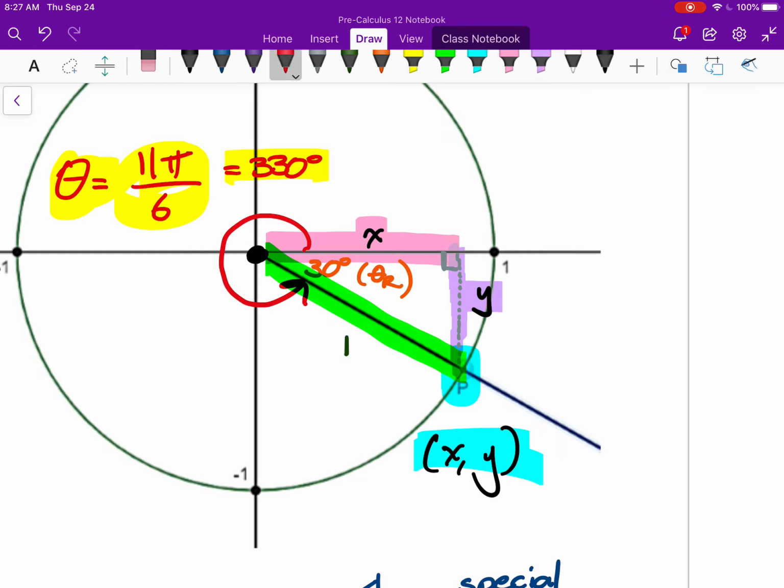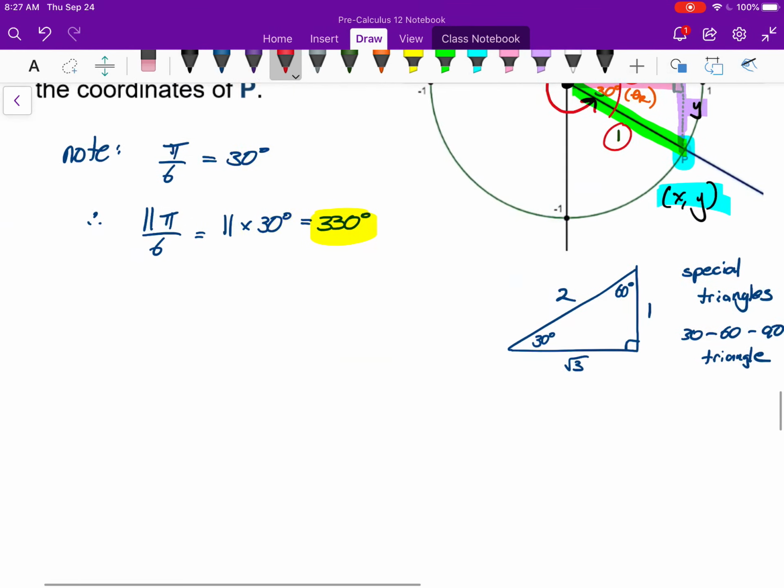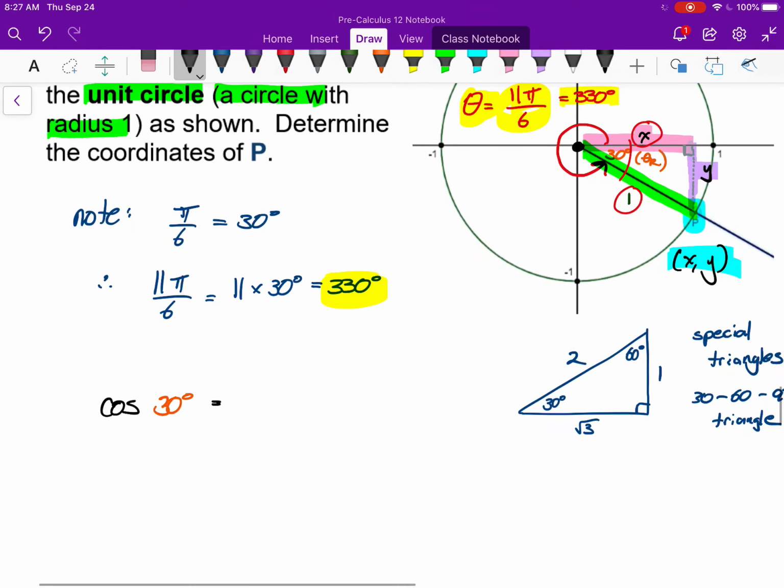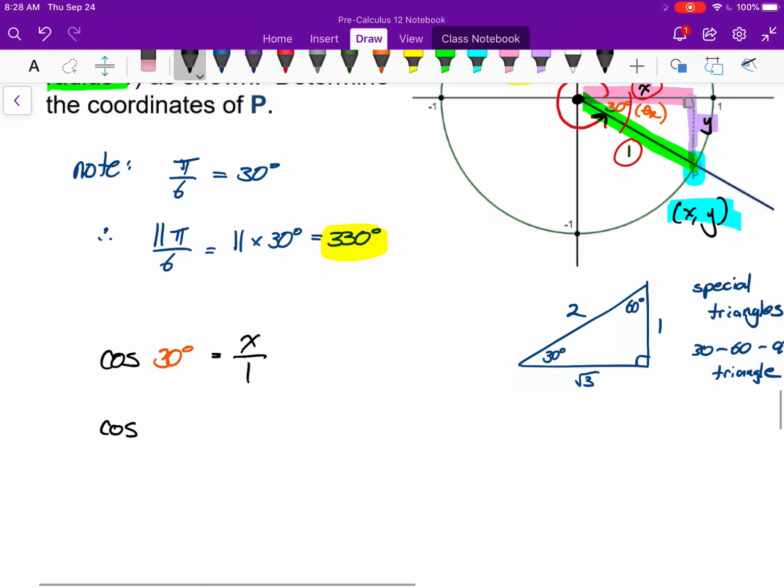I can find x because from 30 degrees, I know the hypotenuse. I'm trying to find the adjacent side. Adjacent and hypotenuse is cosine. And so I can use cosine to find x. So I'll start by saying over here to find x, I'll say the cosine of that 30-degree reference angle. And I'll stick with degrees for a moment because it's not wrong and it's more familiar. Cosine, again, is adjacent over hypotenuse. In this case, it's x over 1. Well, dividing by 1 is kind of silly. So I have the cosine of 30 equals x.